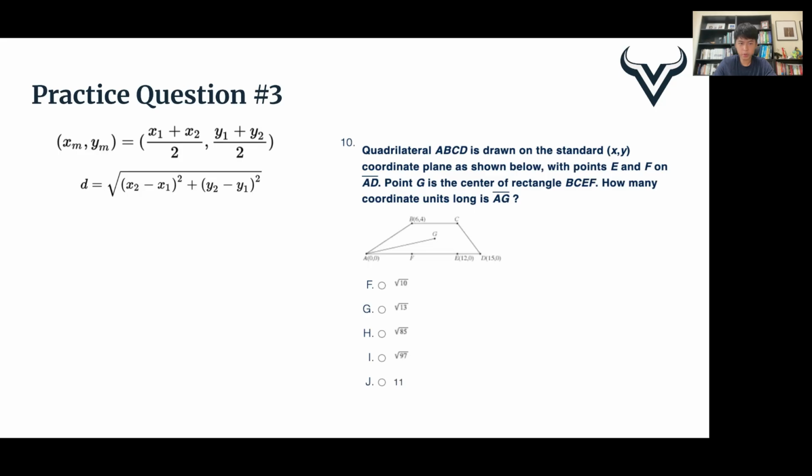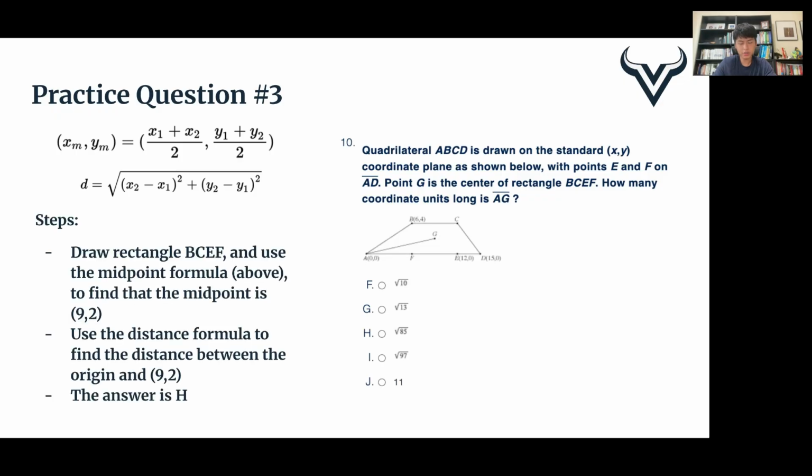Let's try a geometry question next. So again, pause the video and try this for yourself. Okay, so to solve this question, you should use the formulas that were provided as well. You'll find that the answer is actually H.